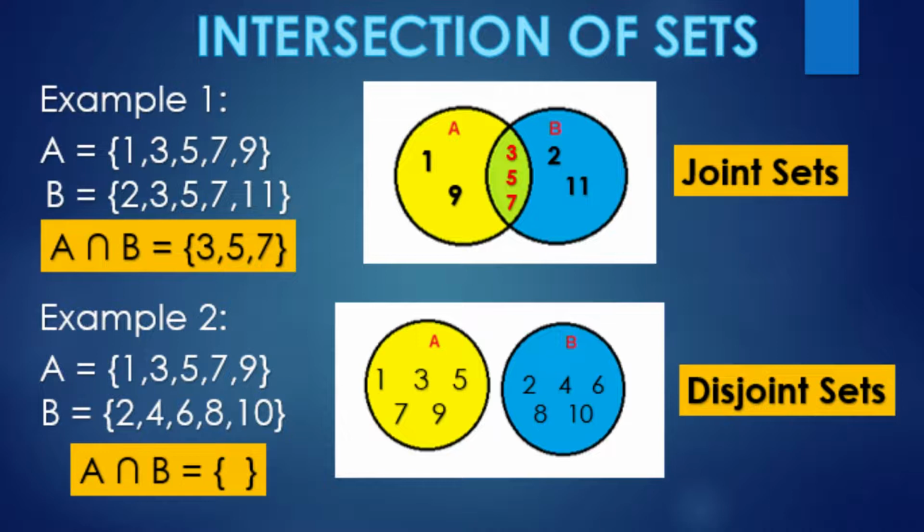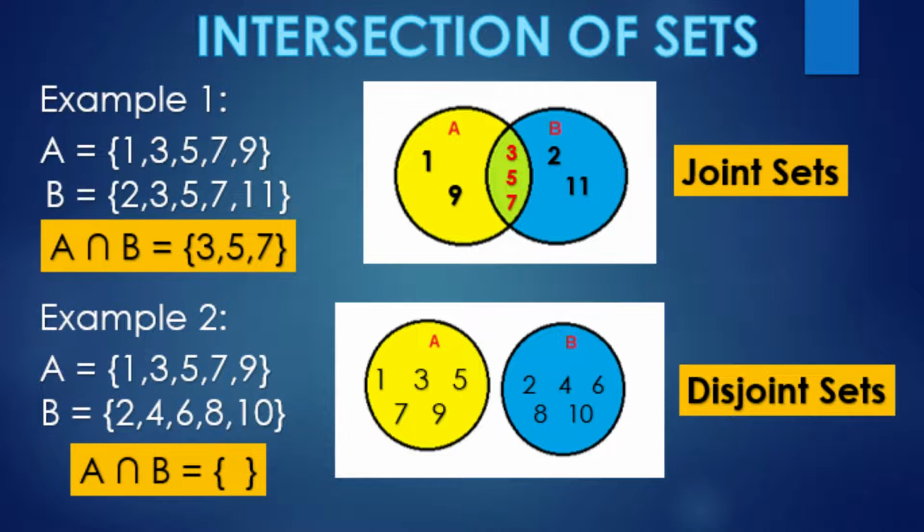But in example number 2, if you observe, there are two sets, set A and set B. Do they have common elements? Okay, there's no common element. Therefore, set A intersection set B is a null set. A null set is a set that has no element.